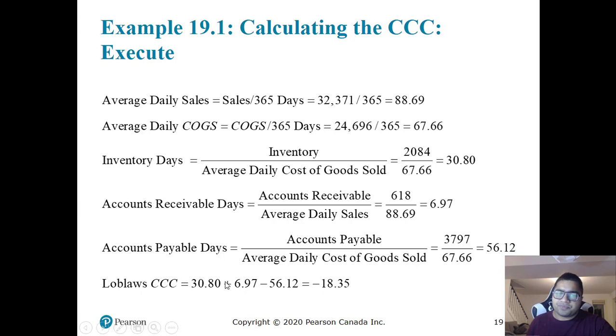So Loblaws has 30 days of inventory, 6 days of account receivable, minus 56 days of account payable, so it comes to negative. So what does this negative indicate? That Loblaws is actually getting paid first and then it is paying its suppliers, and that is evident because the suppliers are extending credit for 56 days while the customers are paying only in 7 days. Customers only take 1 week to pay, but it gets around 56 days to pay its suppliers.